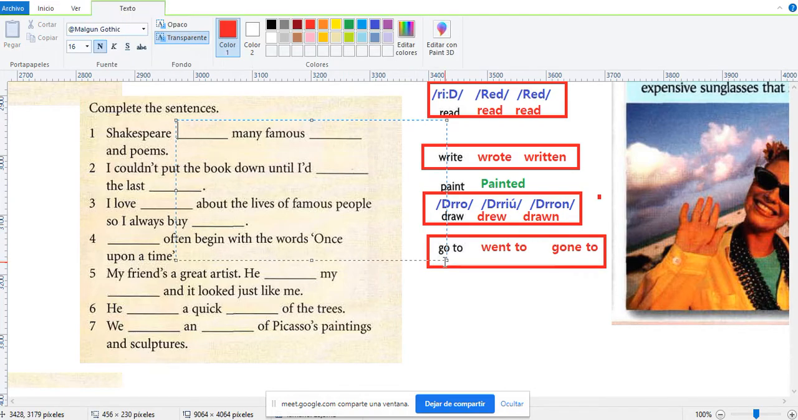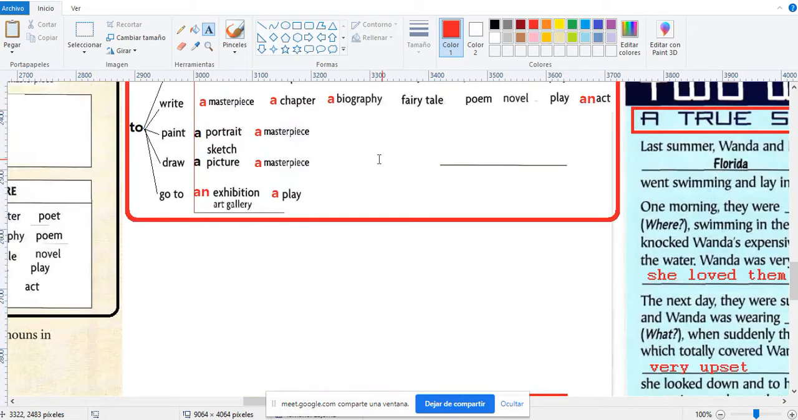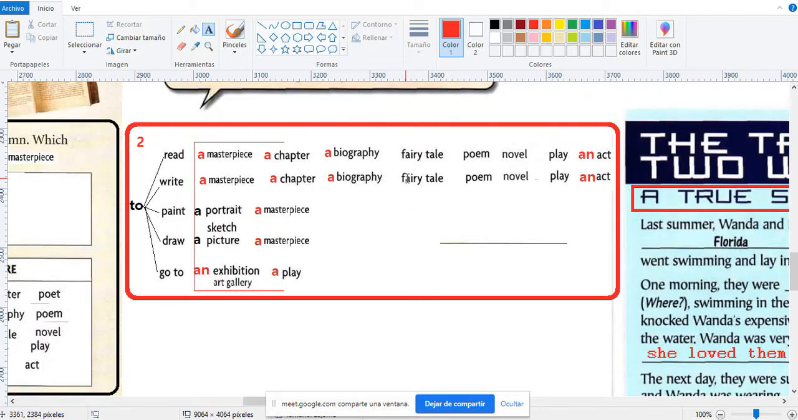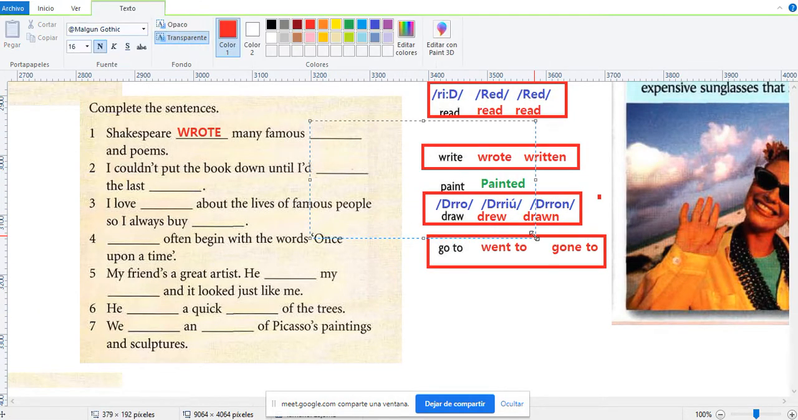Okay, Shakespeare wrote many famous... ¿Qué cosas famosas fueron? Masterpieces, chapters, fairy tales, poems, plays. Obras de teatro y poemas. Yes. Tenemos plays. Plays and poems. Escribió muchas obras de teatro y poemas.